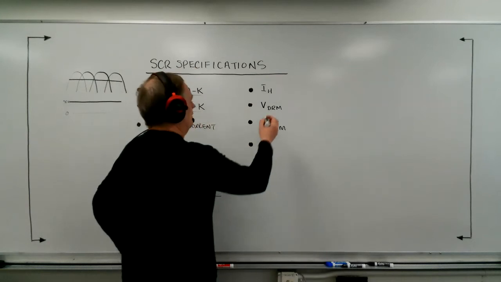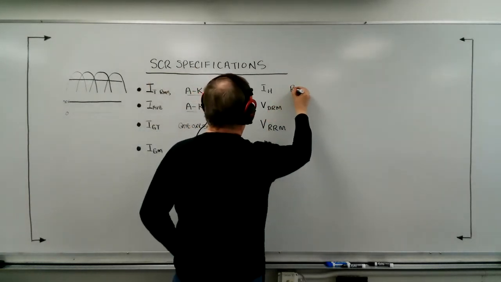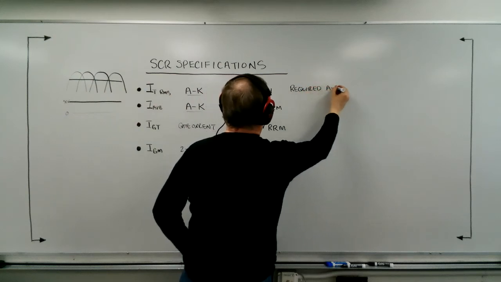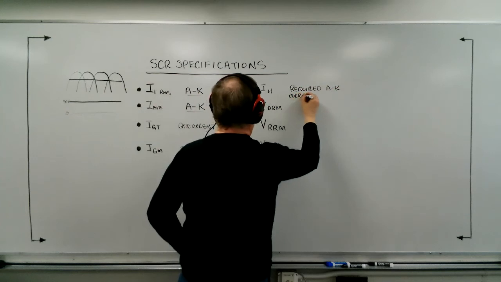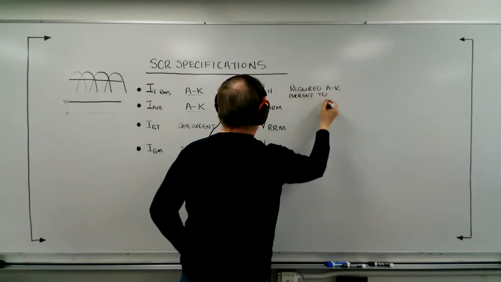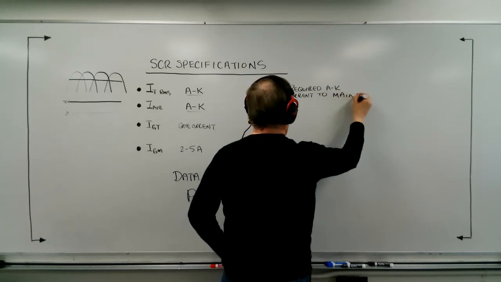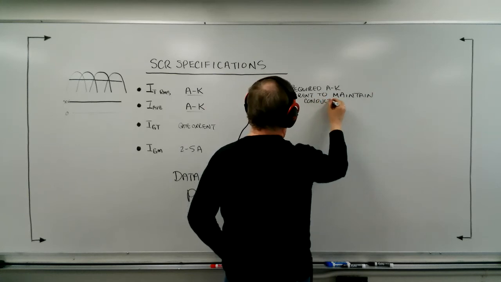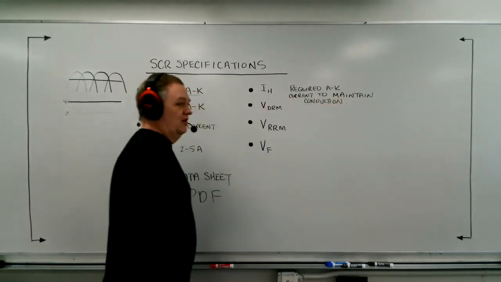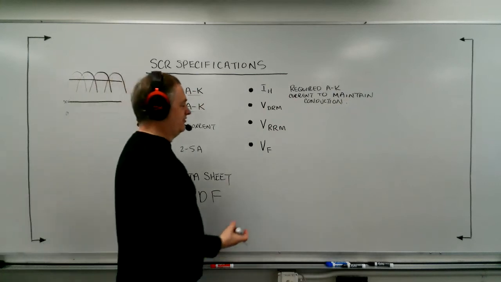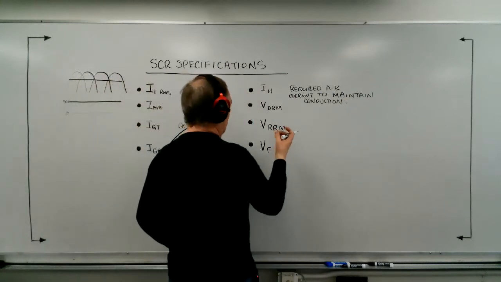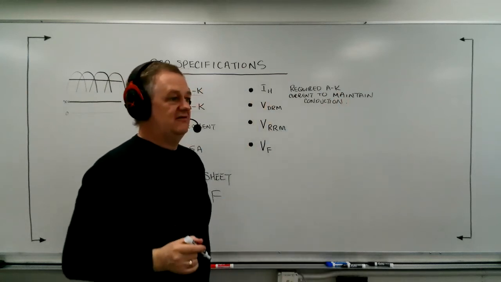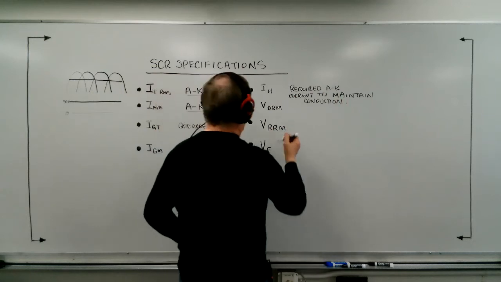Now, I holding. This is the required A to K current to maintain conduction. Okay, so we have to have at least that much current, or there's not enough current to satisfy what's going on inside that two transistor analogy, and it shuts off. So holding current, a level of current that we must have in order to maintain conduction.